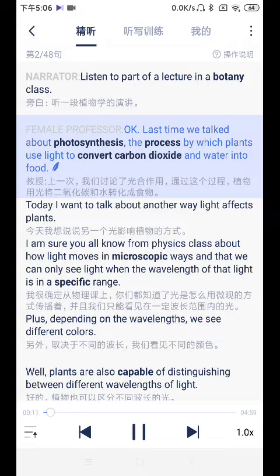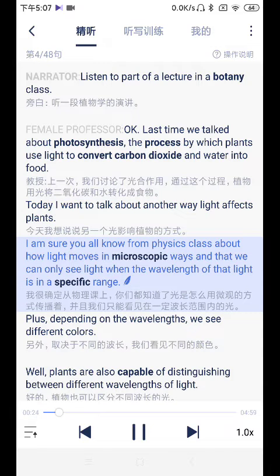Okay, last time we talked about photosynthesis, the process by which plants use light to convert carbon dioxide and water into food. Today, I want to talk about another way light affects plants. I'm sure you all know from physics class about how light moves in microscopic waves, and that we can only see light when the wavelength of that light is in a specific range. Plus, depending on the wavelength, we see different colors.